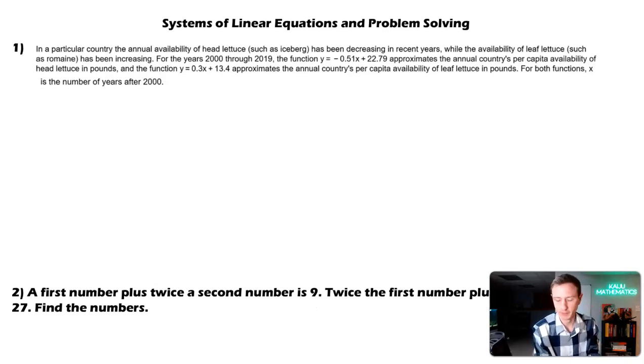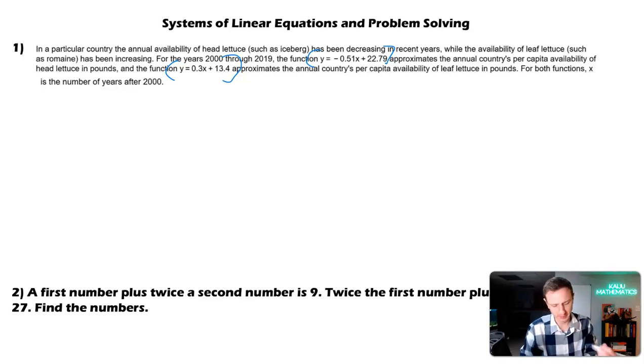So the first one: in a particular country, the annual availability of head lettuce has been decreasing in recent years, while the availability of leaf lettuce has been increasing. For 2000 through 2019, the function given here approximates the annual country's per capita availability of head lettuce in pounds, and the function given here approximates the annual country's per capita availability of leaf lettuce in pounds. For both functions, x is the number of years after 2000.